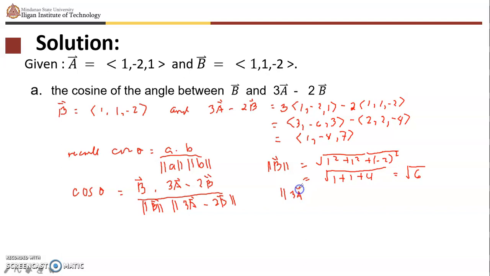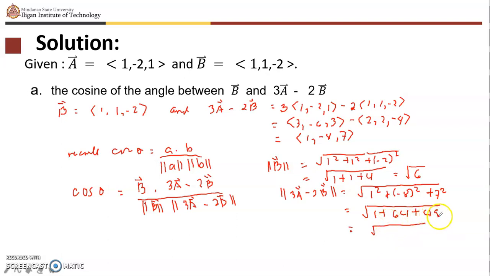On the other hand, the magnitude now of 3A minus 2B is equal to the square root of 1 squared plus negative 8 squared plus 7 squared. And this should give us the square root of 1 plus 64 plus 49, which is equal to the square root of 50 plus 64. That is equal to the square root this time of 114.